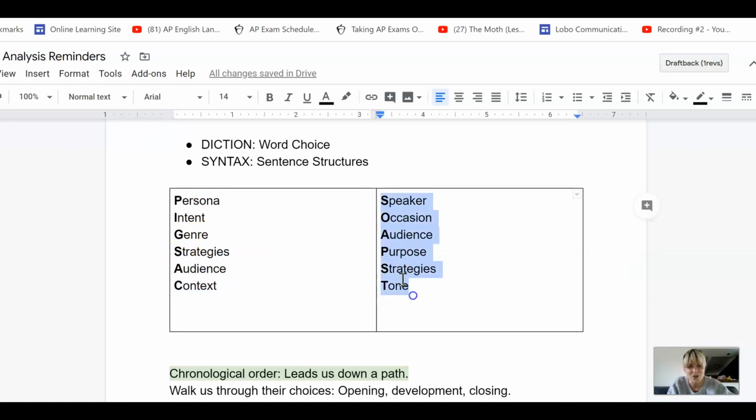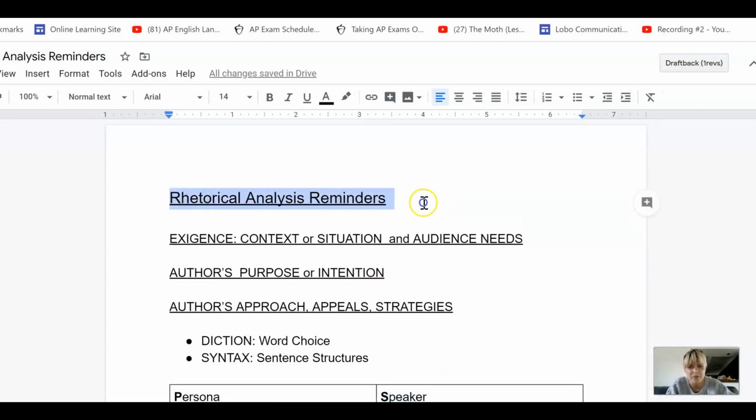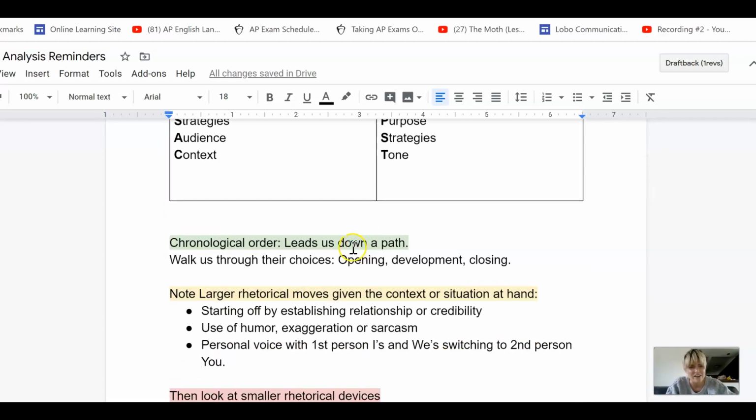There's also SOAPSTone, so similar kind of stuff: speaker, occasion, audience, purpose, strategies, and tone. So these are just acronyms to help you remember this is what we look at for rhetorical analysis. Just so you guys know, rhetorical analysis is also the type of writing you would be seeing on the SAT essay, so it's good to practice it here. It's also the kind of essay you would see on the AP Lang test next year.